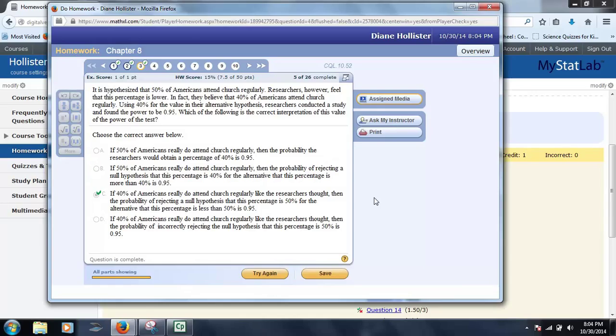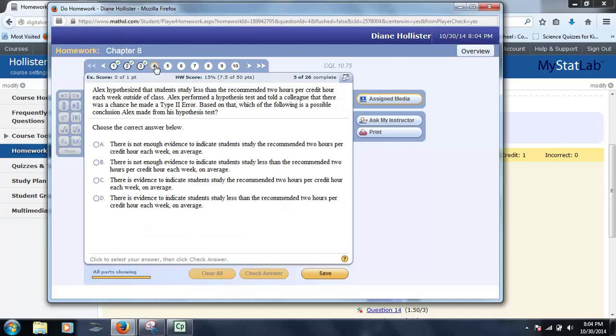If 40% really do attend church regularly, then the probability of rejecting a null hypothesis that this percentage is 50%, for the alternative that the percentage is less than 50%, is 0.95. The power is the chance of correctly rejecting the null hypothesis, and the 40 is less than 50, therefore choice C.